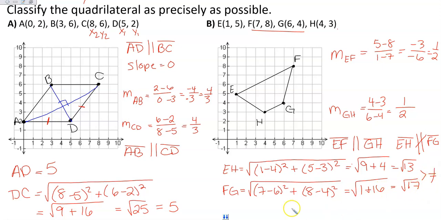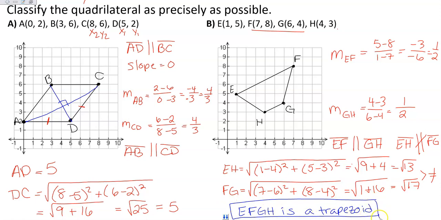These are not equal. So then we can just say that EFGH is a trapezoid. We don't know what kind of trapezoid it is, just that it's not an isosceles trapezoid. So it's just a general trapezoid, okay? Not any of our special information. All right, again, if you have questions on that, please make sure that you are writing it down.